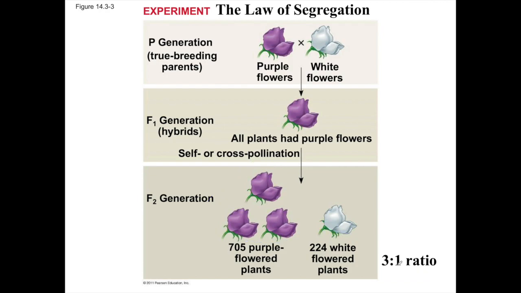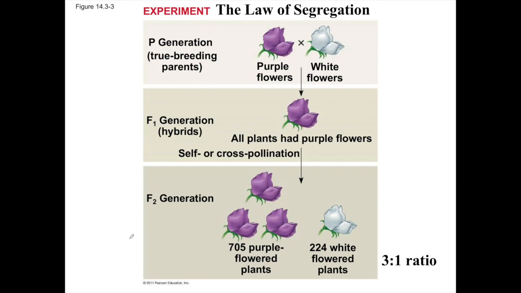It's going to take me a few minutes though. So for right now, we're just noticing the pattern of inheritance. The P generation creates the F1. In the F1, you have 100% of the dominant trait, none of the recessive. In the F2, you have a 3-to-1 ratio of dominant to recessive.